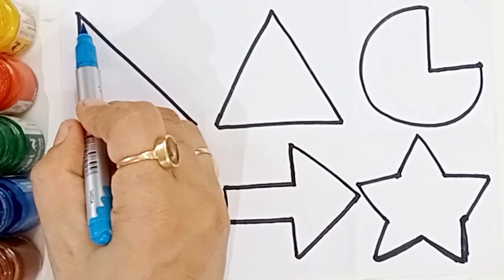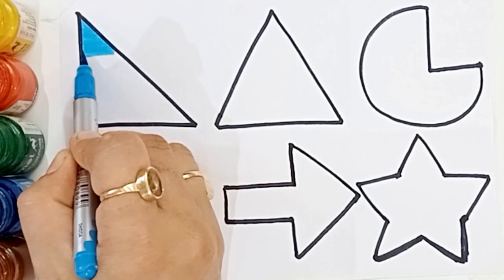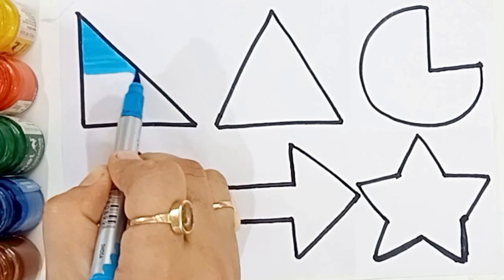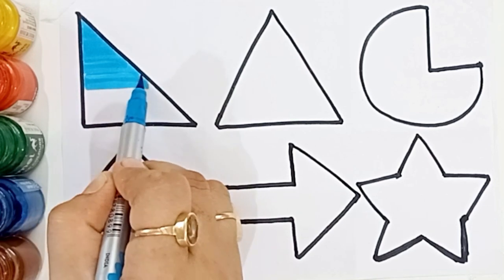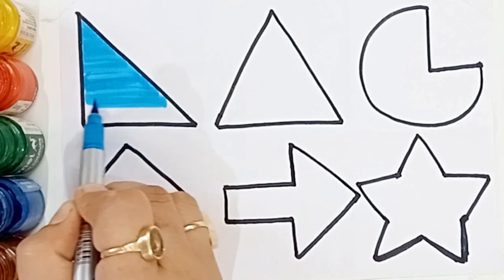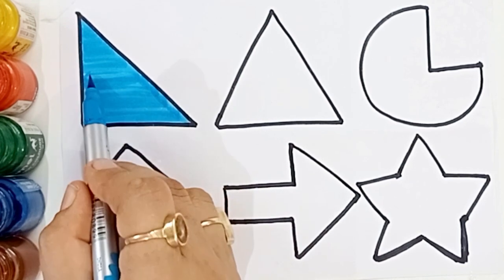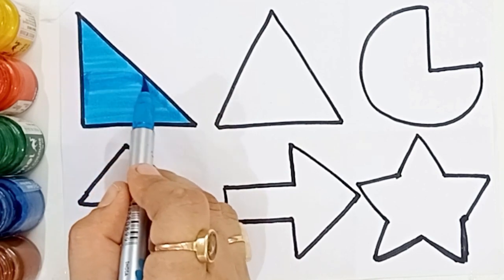Sky blue color, Old MacDonald had a right triangle, E-I-E-I-O. And on his farm he had a cow, E-I-E-I-O. With a here and a there, here, there, everywhere. Old MacDonald had a farm, E-I-E-I-O.